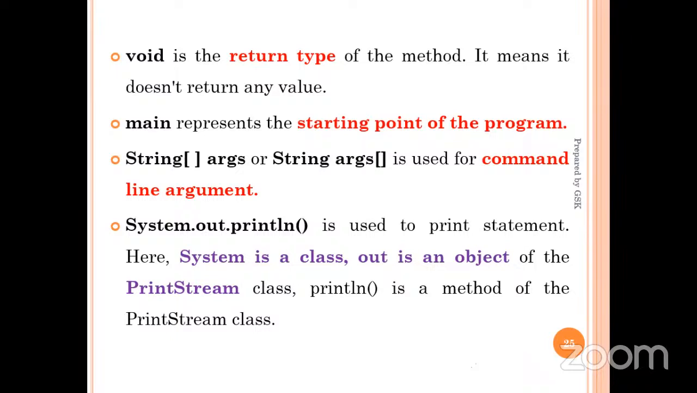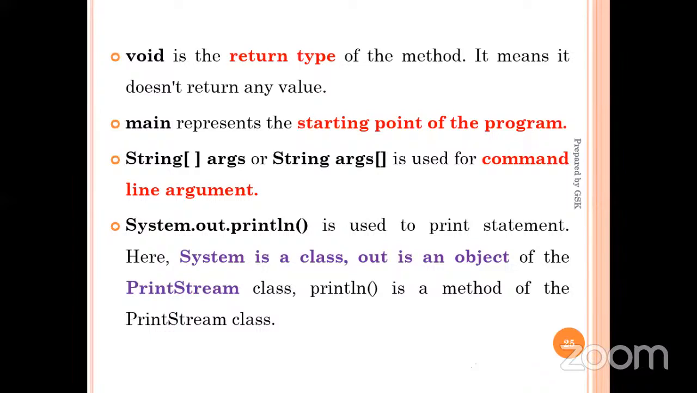If you want to pass any value while executing a program, at that point in the execution statement, you can pass the values. In the last session, we covered how to execute the Java program. Java space file name dot Java is for compilation. Java space file name is for execution.